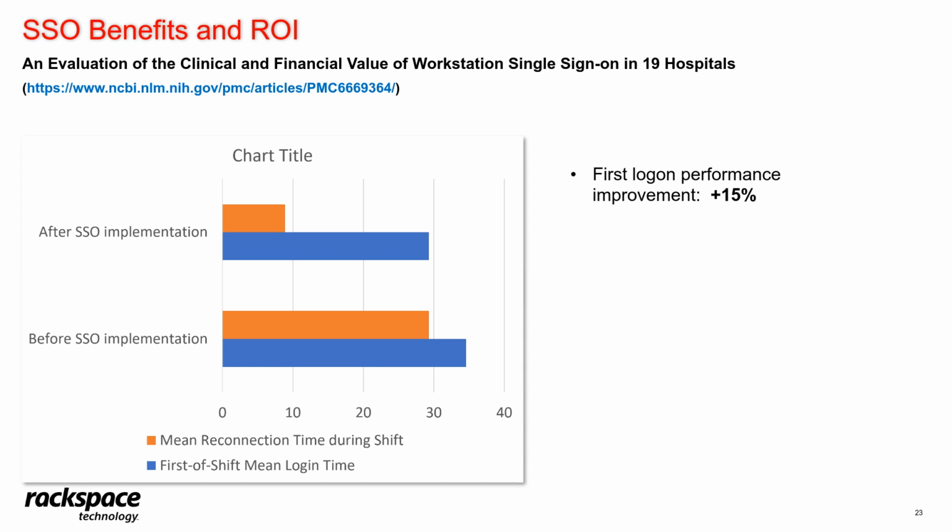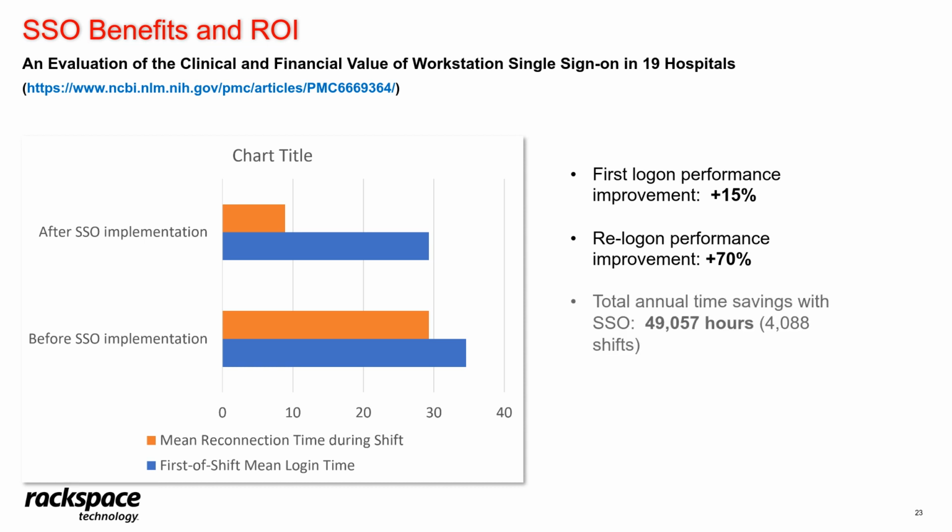Now, 15% is nothing that I would really write home about, but here's where the impact really was. The relogon performance improvement shot up by 70%. So that means as they were working through their shifts, they were coming back to their workstations, they were signing back in, and that connectivity was very quick for them to be able to do their job.